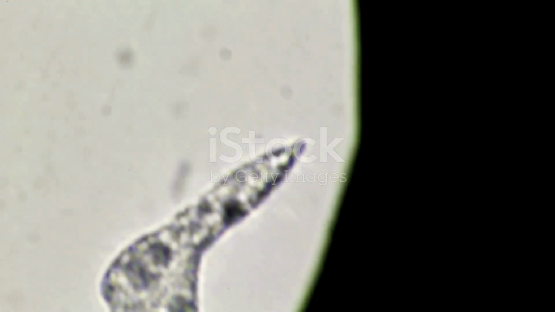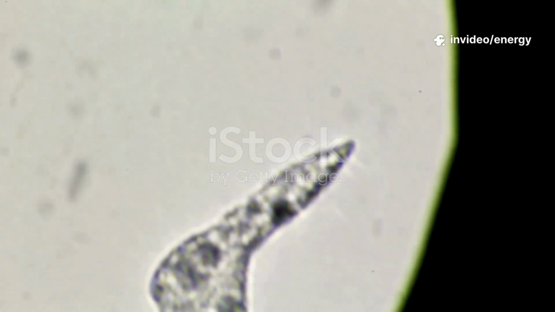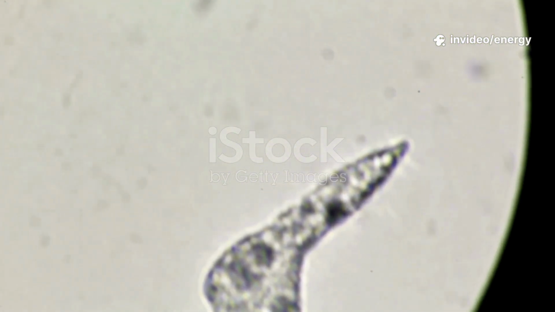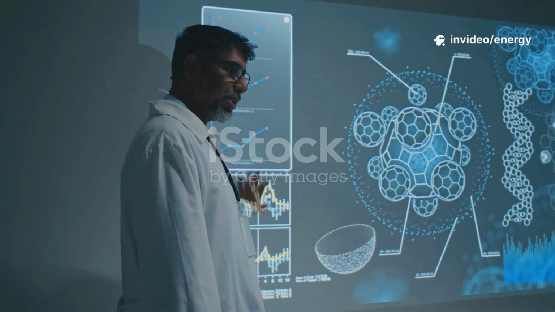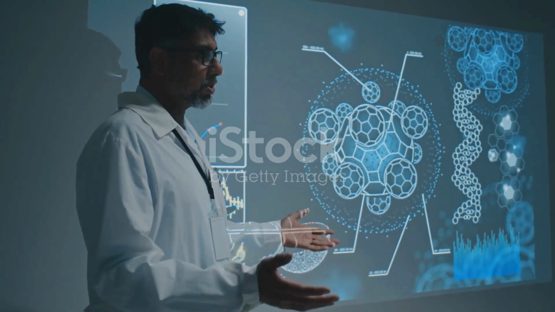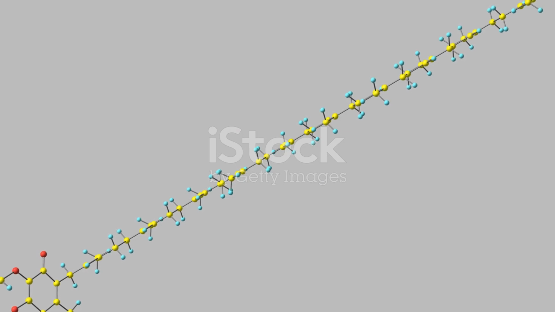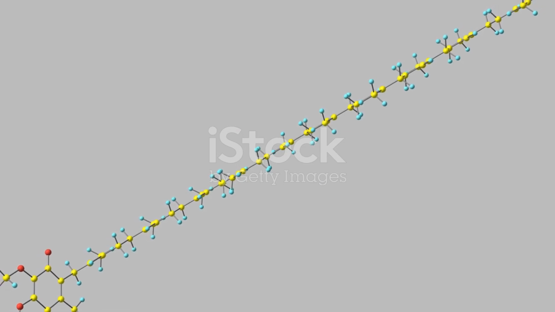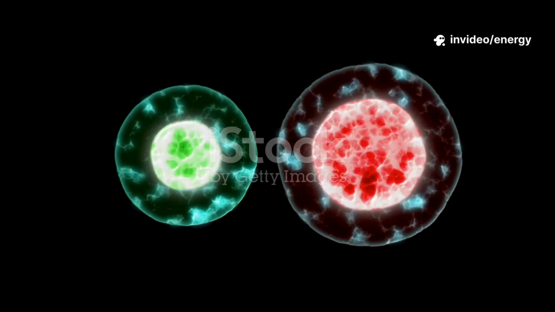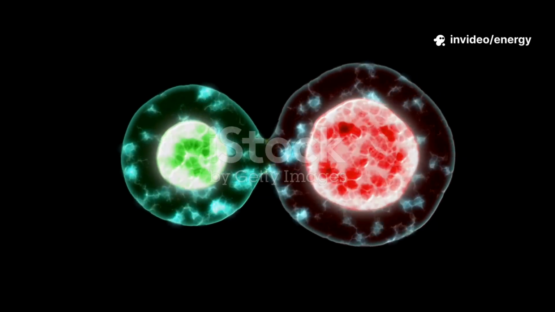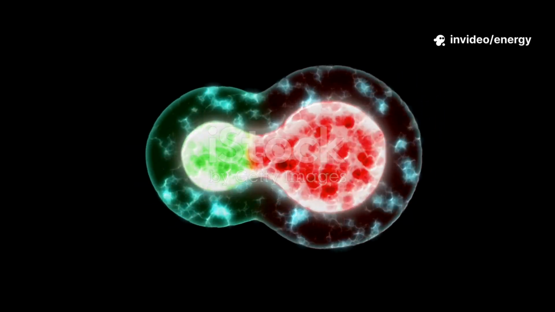Complex 2, succinate ubiquinone oxidoreductase, or succinate dehydrogenase. This complex receives electrons directly from FADH2, produced during the Krebs cycle, and bypasses complex 1. FADH2 donates its electrons to complex 2, which then passes them to ubiquinone, Q. Complex 2 does not pump protons across the membrane. This is why FADH2 yields less ATP than NADH.